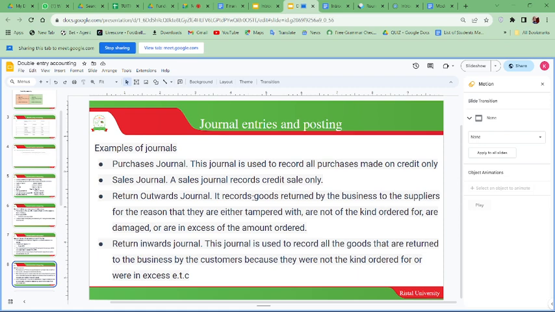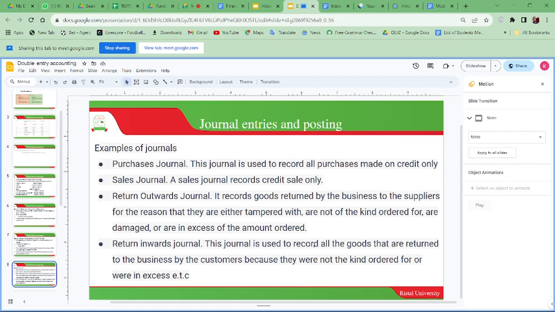When the business orders goods from its suppliers, and after bringing them to the company, they realize those goods have an issue, or maybe they are damaged, or they are in excess of the amount ordered. Either they have been tampered with, or maybe they are not the goods that they ordered for. They take those goods back. So those goods are called return outwards. So you record it under return outwards journal.